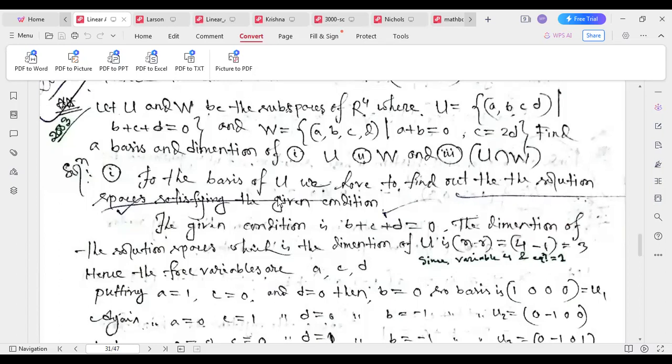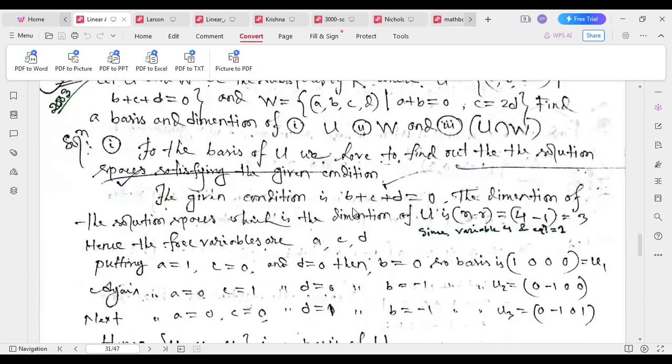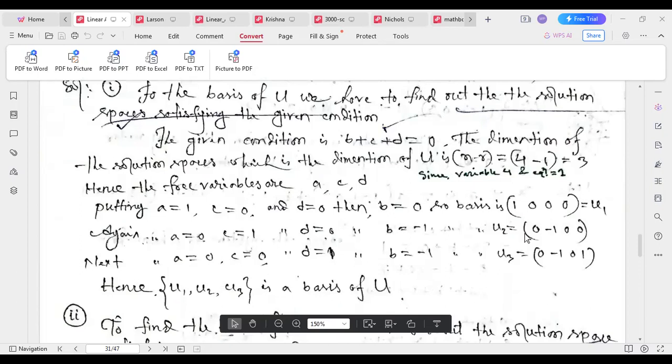Now to find the basis, you have to find the solution of the given condition b + c + d = 0. The dimension of the solution space is the dimension of U, that means n minus r: the number of variables minus the number of given equations. Only b + c + d = 0 is the single equation, with 4 variables. So the free variables are a, c, d. Now putting a equals 1, c equals 0 and d equals 0, then b equals 0. So the basis will be (1, 0, 0, 0), u1. Again, similarly, putting in other values, we get u2 and the third basis vector u3. So 3 bases, so the dimension will be 3.